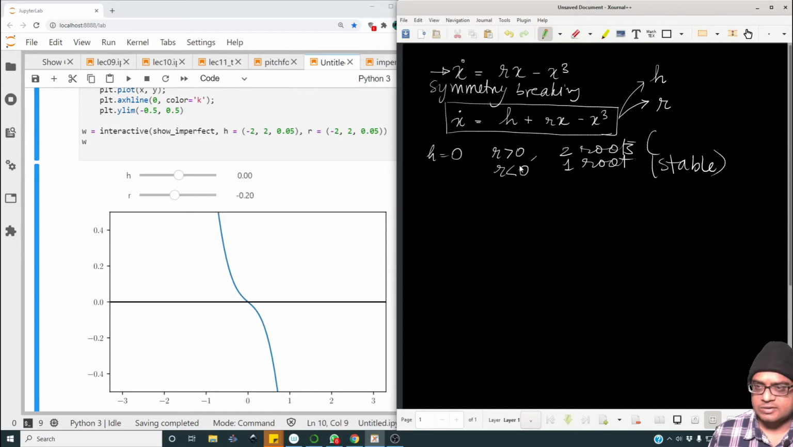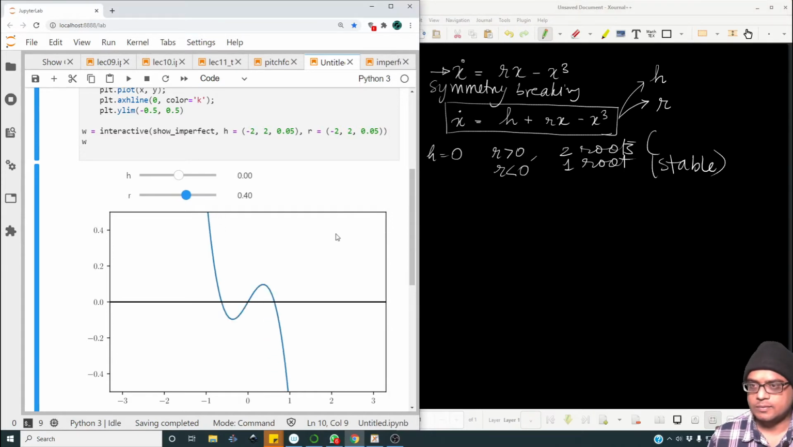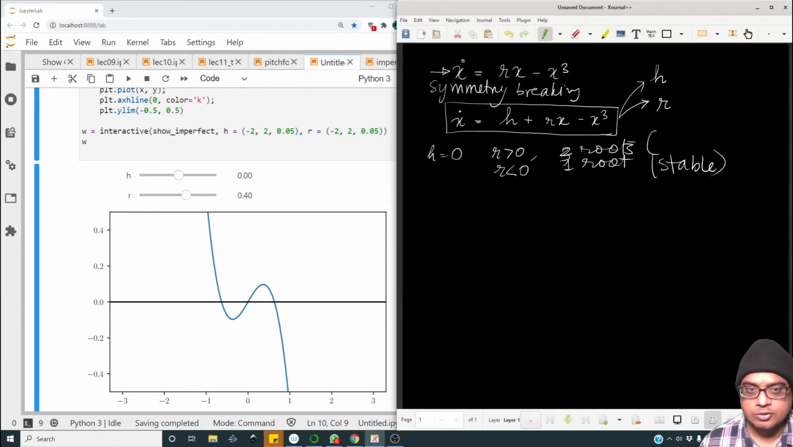When r is greater than 0, what do we have? This is stable, this is unstable, this is stable. Oh, so there are three roots, not two roots. There are three roots, two stable and one unstable. And this is obvious, this is the simple pitchfork bifurcation.